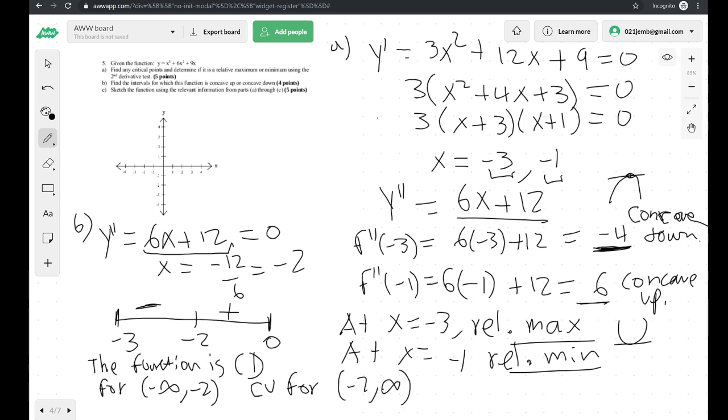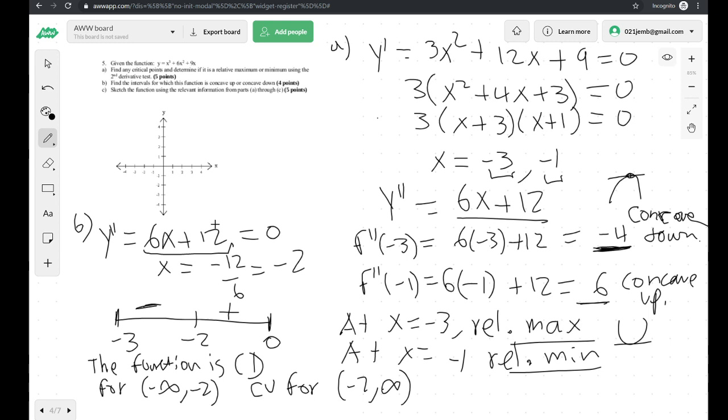And it's all parentheses, right? Open bracket. Because the value of negative 2 is not included. It wouldn't make sense for it to be both concave up and concave down. So it can't be either of them.